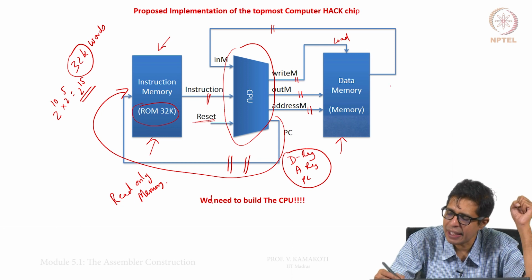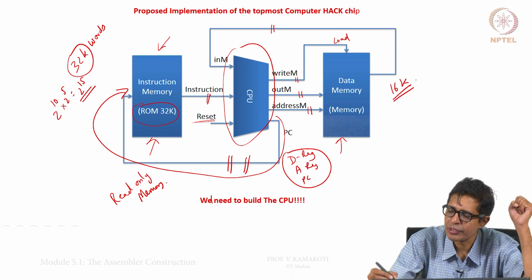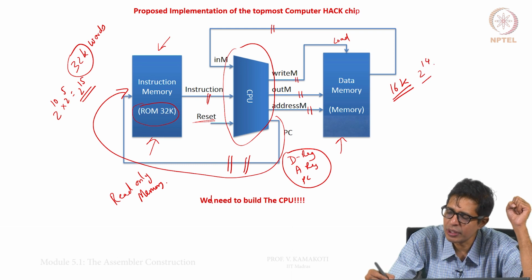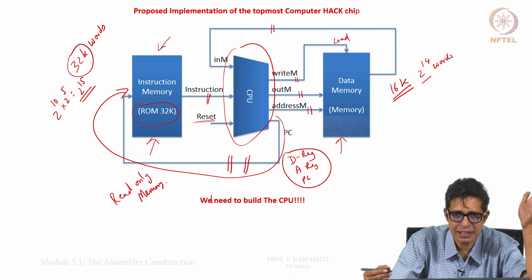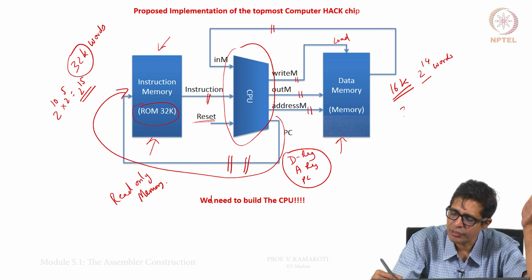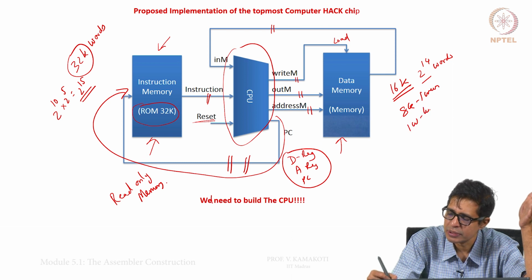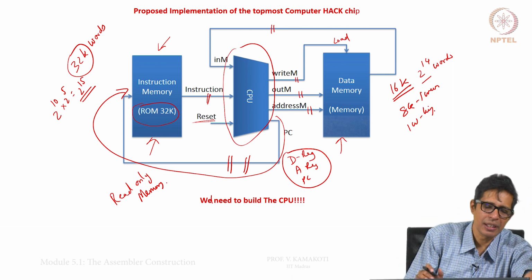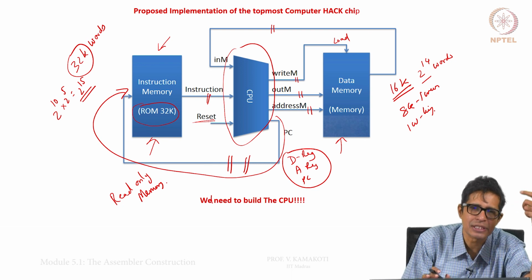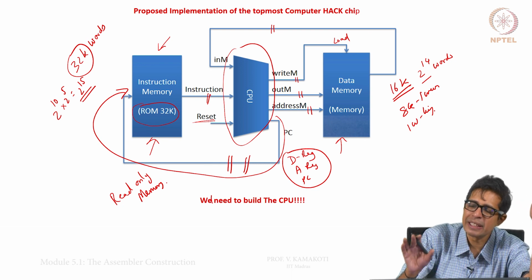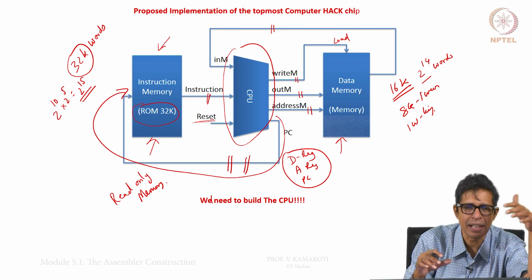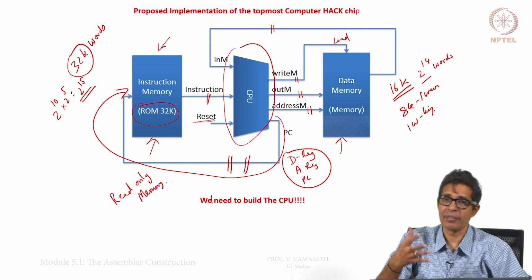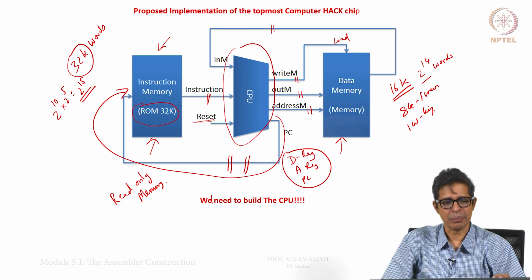Similarly, your data memory has 16K, that is 2 power 14 words of data. Every data word is 16 bits in this machine, and of course there is 8K of screen and 1 word of keyboard. So this is the memory model, and always my instructions will start at 0 and always my data also will start at 0, and this is how we build the assembler. This is a basic assumption that we have when we want to build the assembler.